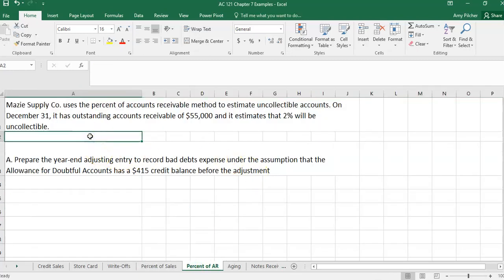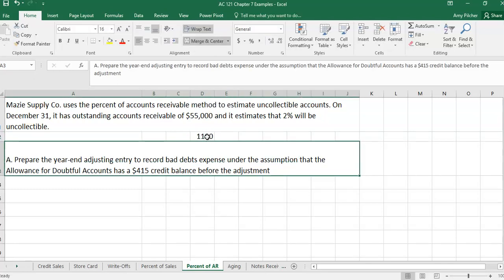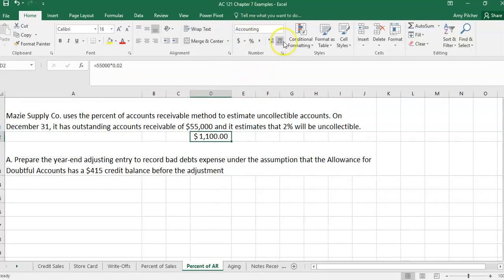Now we're going to look at the percent of accounts receivable. So with the percent of accounts receivable, instead of using sales, we take the percentage that we estimate uncollectible of our accounts receivable. So it tells us our accounts receivable is $55,000, and then we estimate 2,000 of that will be uncollectible. So we'll take 55,000 times 2%, which is $1,100.